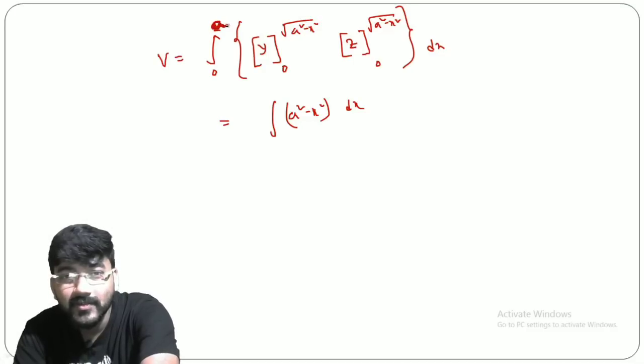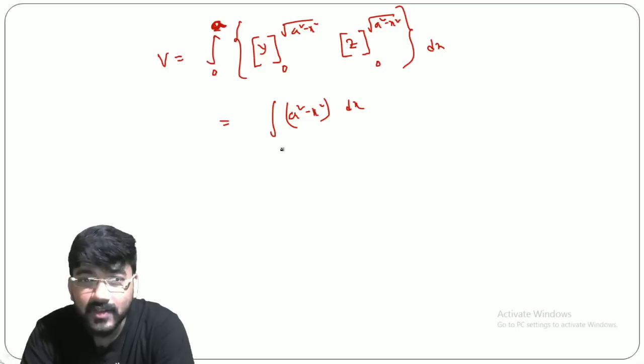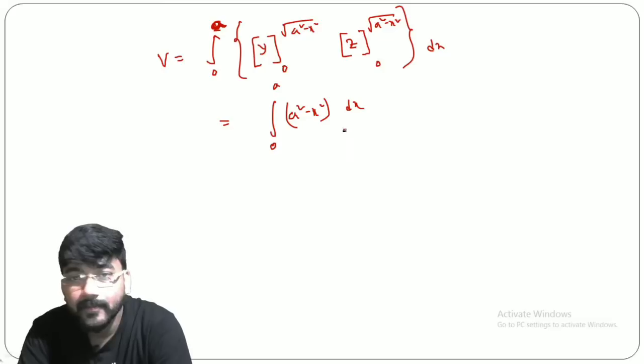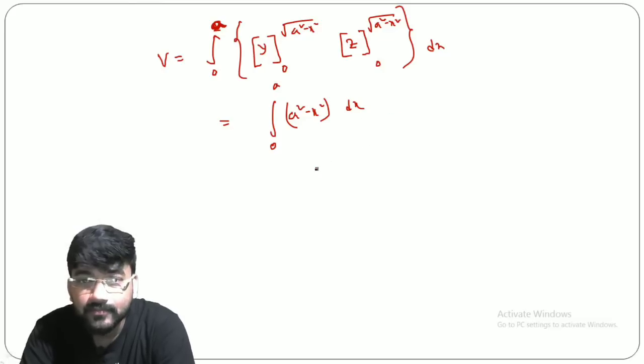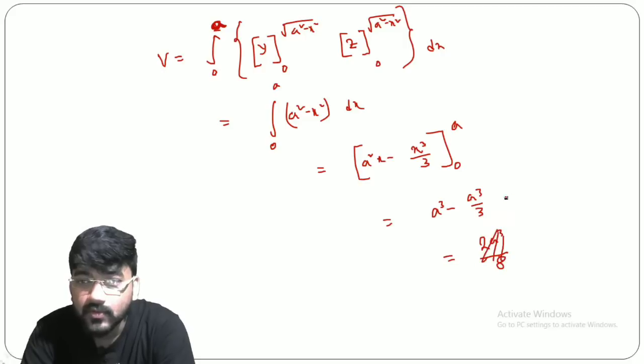Which is from 0 to a, sorry, not 2; 2 was the previous integration. It was x equal to 0. So it will be the integral of a square minus x square dx, and the limit will be x equal to 0 to x equal to a. So what will this be? This will be a square x minus x cube by 3, and you put the limit from 0 to a, so it will be a cube minus a cube by 3, so it will be 2a cube by 3.